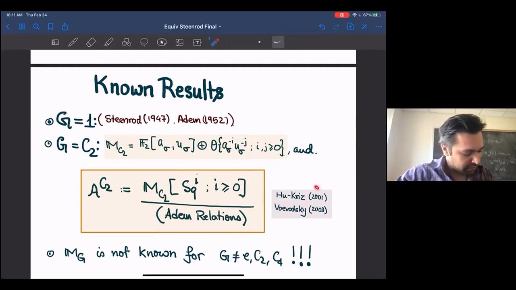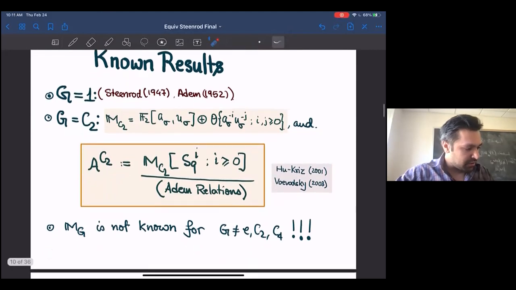And the credit goes to Hu and Kriz, who actually described the dual Steenrod algebra. And also Voevodsky, who described the Steenrod algebra for the motivic analog, which is very closely related to the C2-equivariant Steenrod algebra.